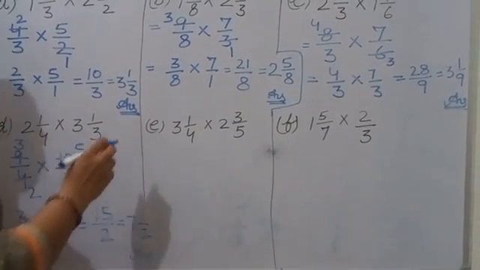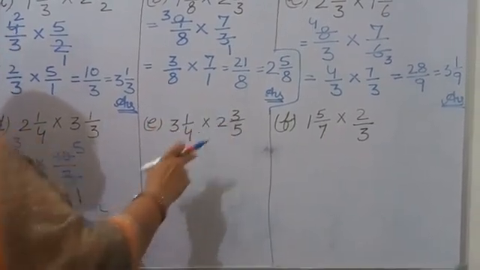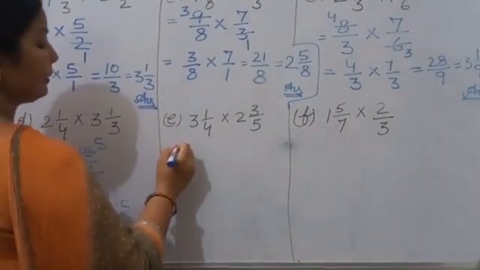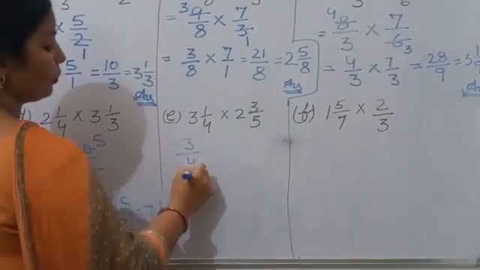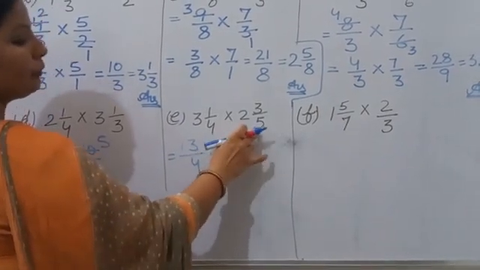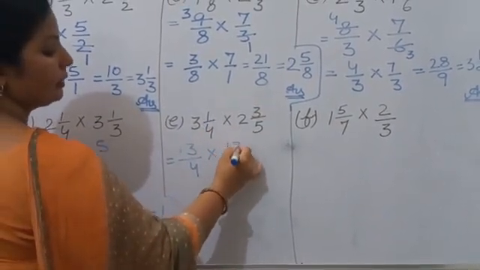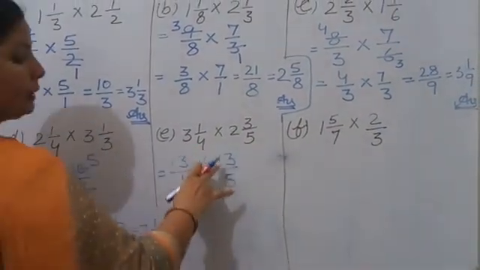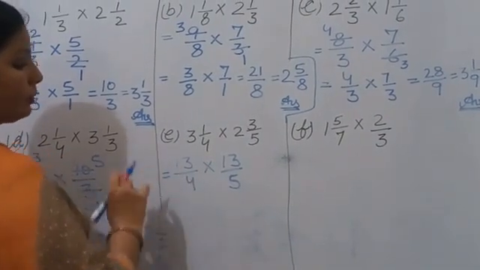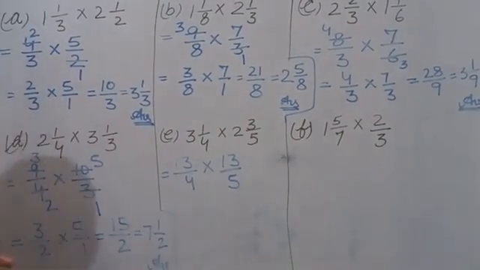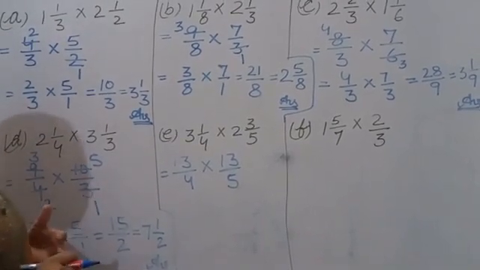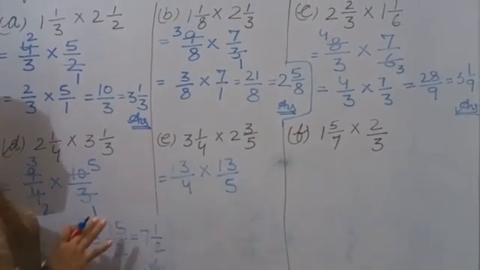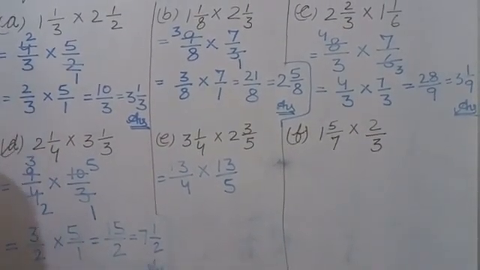Next is E part. 3 whole 1 upon 4 multiply by 2 whole 3 upon 5. So 4 3s are 12, 12 plus 1, 13 upon 4. Multiply by, now 5 2s are 10, 10 plus 3, 13 upon 5. There is 13 upon 5 and again 13 upon 4. So now we will see in which numerator's table the denominator is coming. In the 4 table 13 does not come because 13 is a prime number, and in the 5 table also it will not come. So no numerator is coming in any denominator.